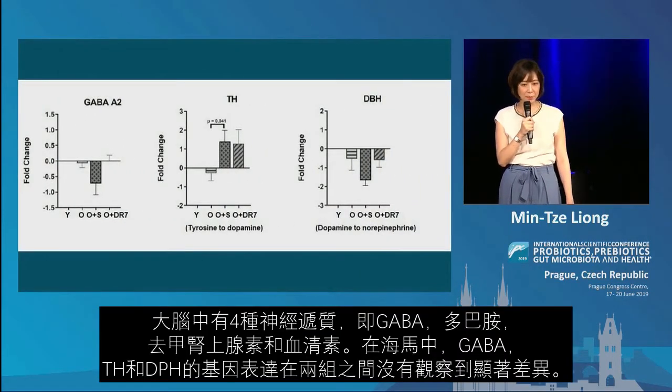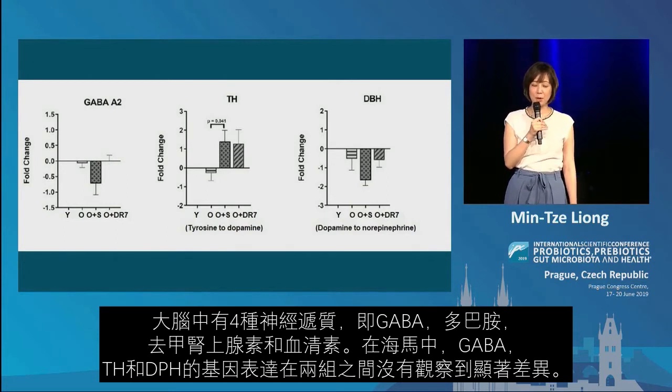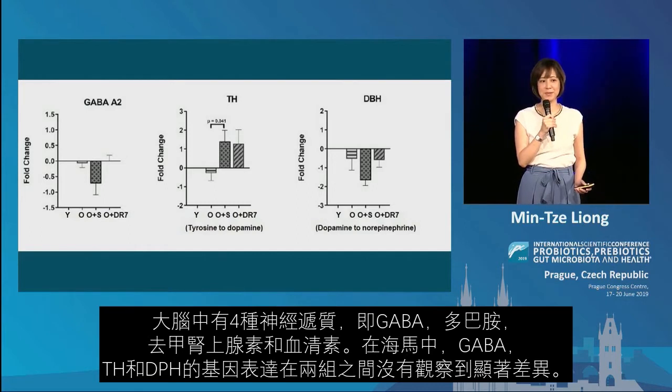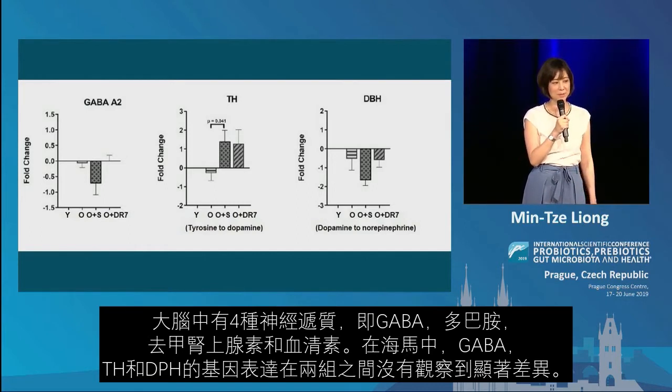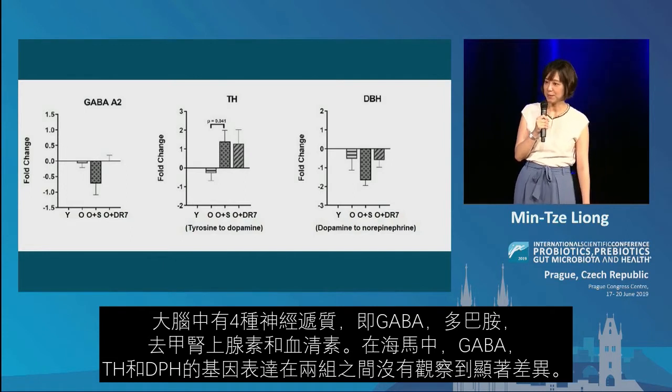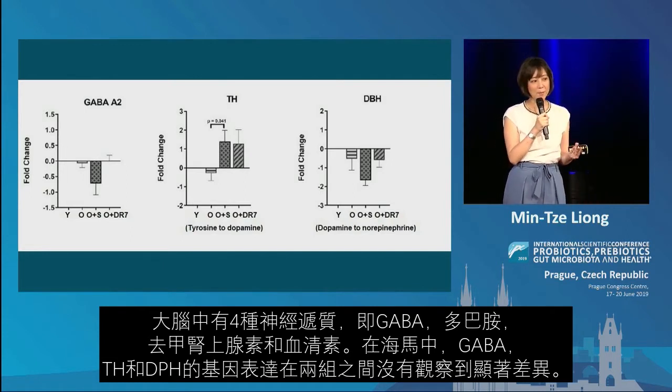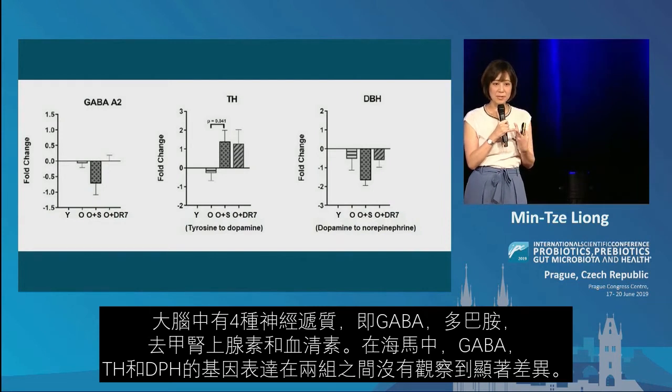We also look at brain neurotransmitters. Now, we are aware that brain science is very complex. There are many mechanisms and many possible outcomes on why this happened. But let's target some of the brain neurotransmitters. In the brain, we have four main neurotransmitters: GABA, dopamine, norepinephrine, or what is sometimes called noradrenaline, and the last one, serotonin.